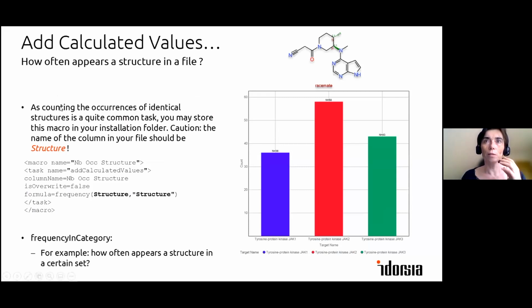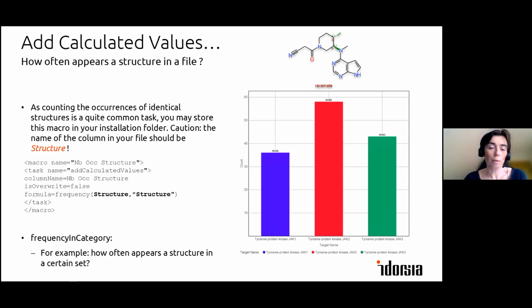I've just shown you how to make a macro to count the number of times you have the same structure in your file. And it really counts the exact same structure, and it doesn't make a difference between the salts and the non-salts and the different stereoisomers, etc. Now there is another function called frequency in category, which is a bit similar. I'm just going to show you a macro that I've prepared for that, not going into detail, but it counts how many times a certain object occurs, distinguished between categories.